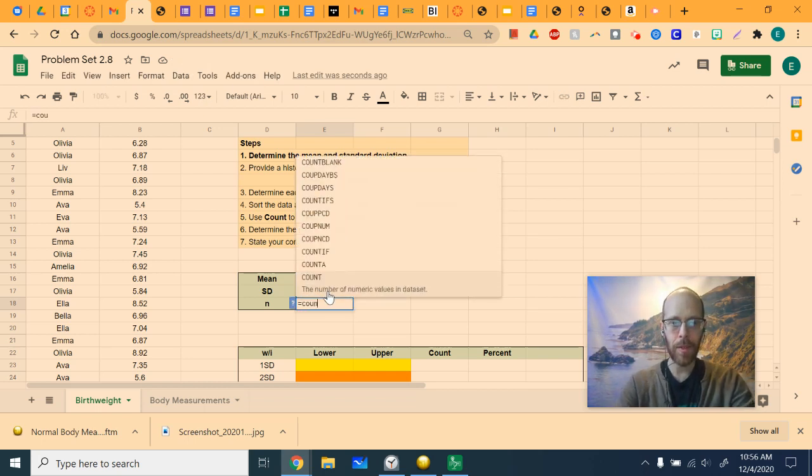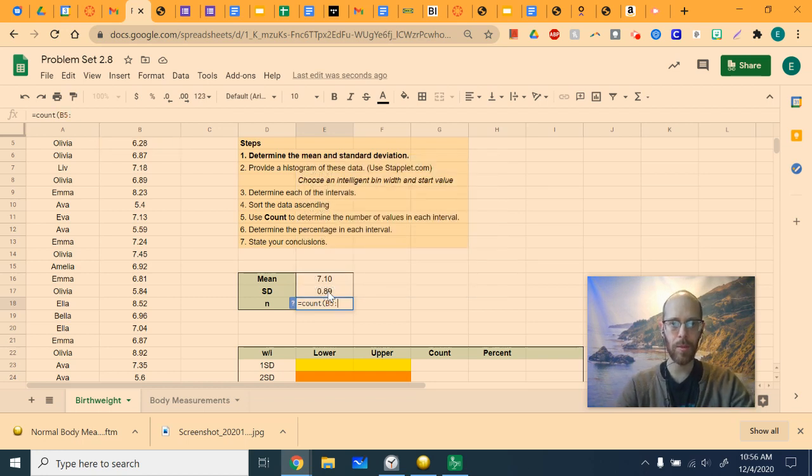And then N means our sample size. You're going to use the count formula to calculate that. So we'll do the count from B5 to B204. So there were 200 babies born during that month. Okay. So there's the information we need for 1.